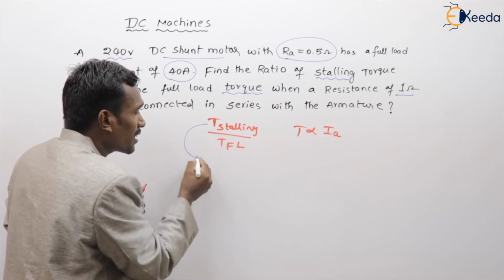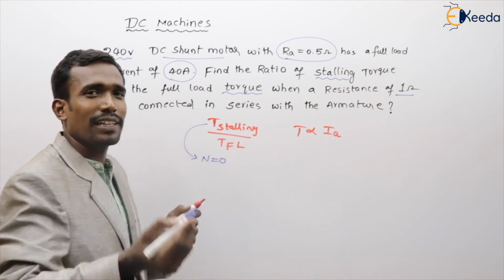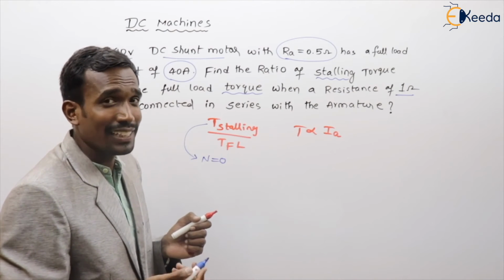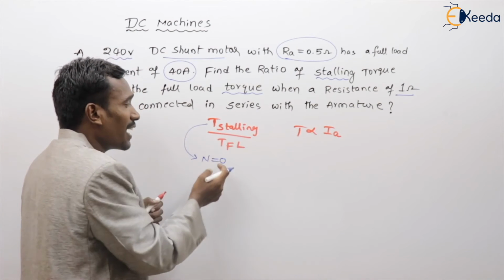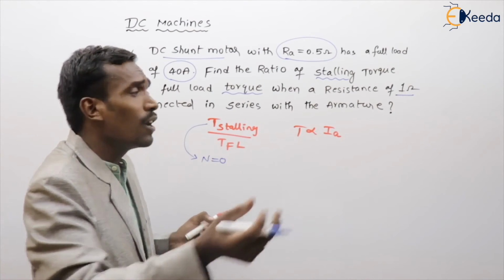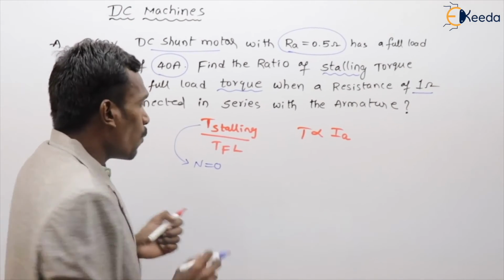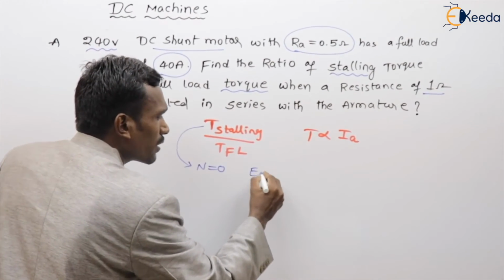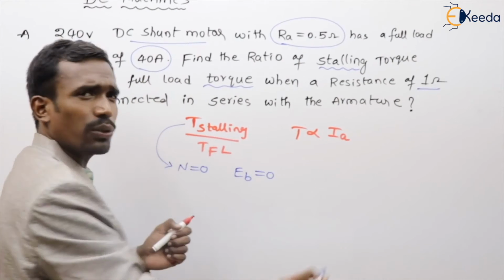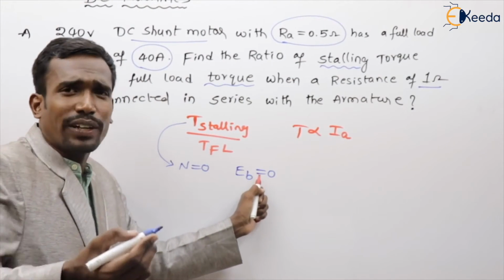The torque at speed equals 0 is called stalling torque. The torque developed by the motor when the speed reaches 0 is called stalling torque. When speed is equal to 0, the back EMF is also 0, right?